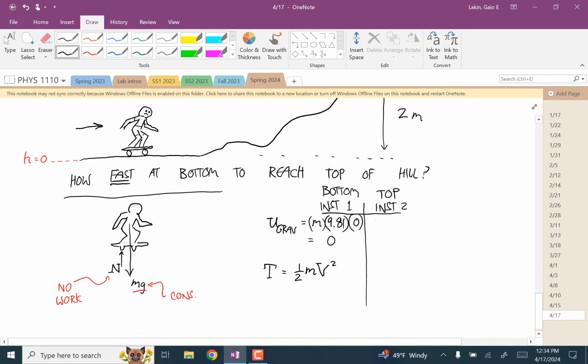At the top of the hill, the gravitational potential energy is the mass times 9.81 times what's the height at the top of the hill? 2, yep. And then for the kinetic energy, we have 1/2 times the mass times, at the top, we're assuming the skateboarder has just reached the highest point and stops right at the top, so the speed is 0.